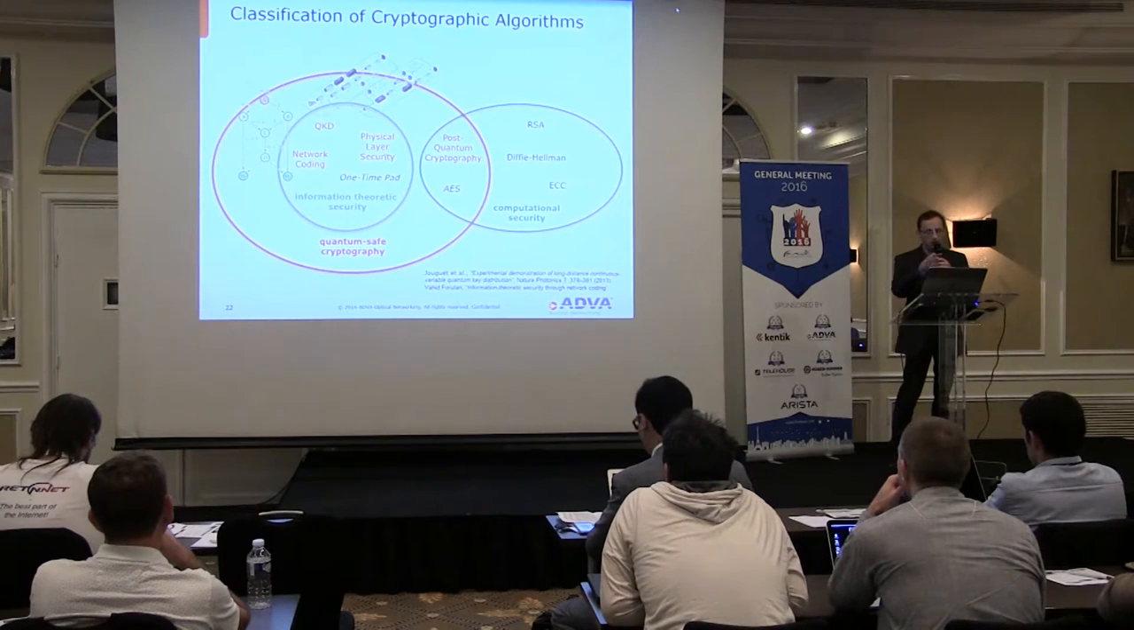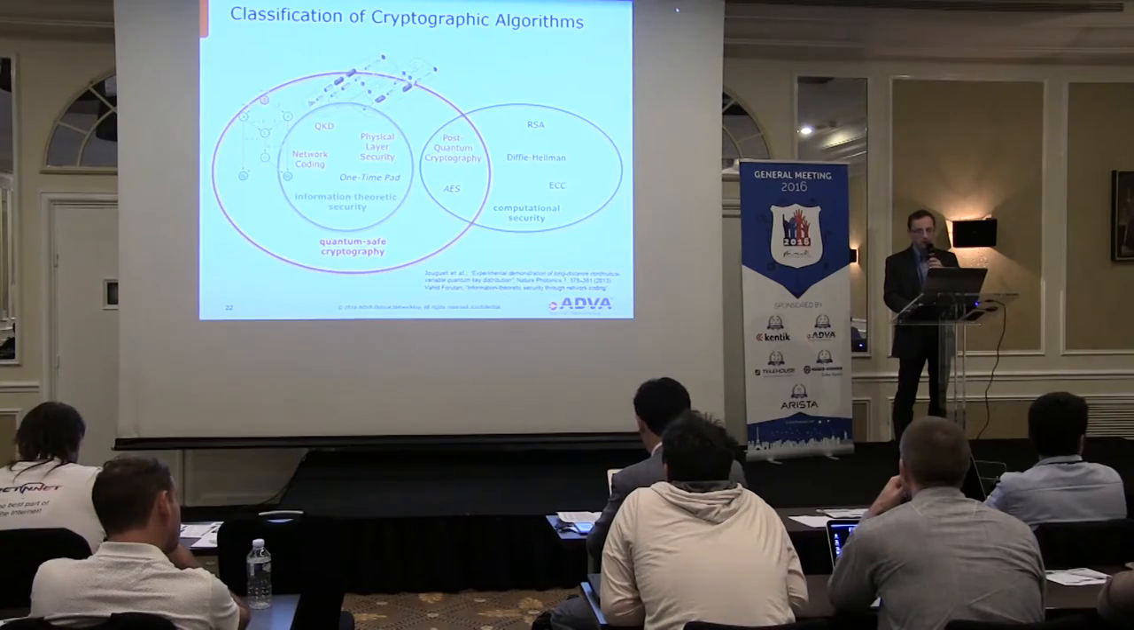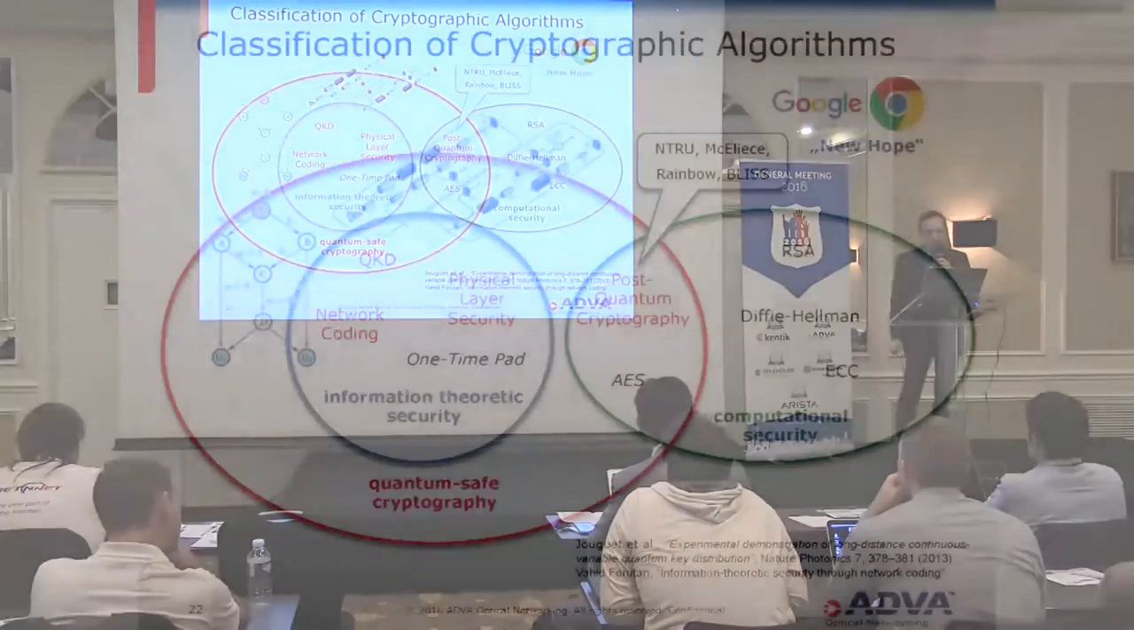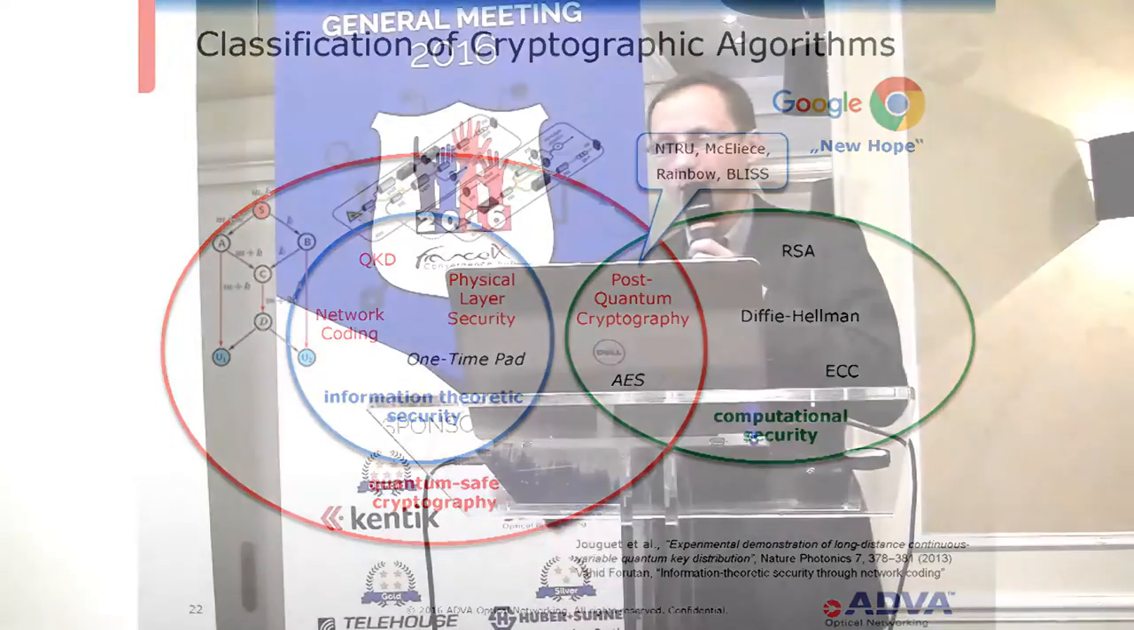but there is a group of algorithms which are quantum safe but actually rely on computational security. And there is a long list of suggestions for those algorithms. Maybe most well known is the McEliece algorithm, and there are others which really rely on computational security but are quantum safe. The latest version is the so-called New Hope algorithm, which you can try yourself. You have to download the beta version of Google Chrome, and if you're lucky, then it actually will use a quantum safe algorithm for connecting to the Google servers.